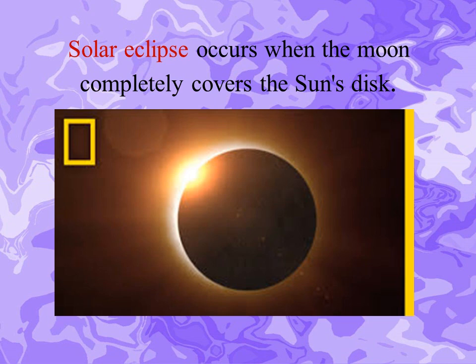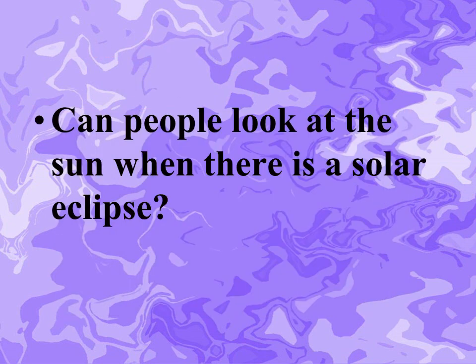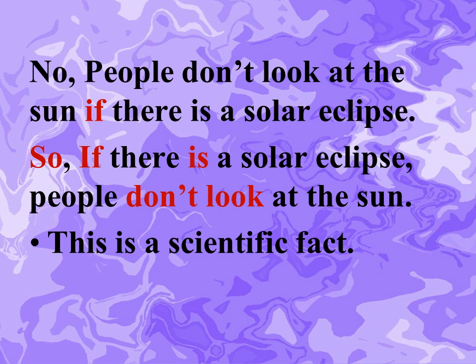Let's have a look at this picture. So this is what we call solar eclipse. Solar eclipse occurs when the moon completely covers the sun's disk. Can people look at the sun when there is a solar eclipse? The answer is no. People don't look at the sun if there is a solar eclipse. So if there is a solar eclipse, people don't look at the sun. This is what we call a scientific fact. Alright, this is something true. You can't change it. Next example.